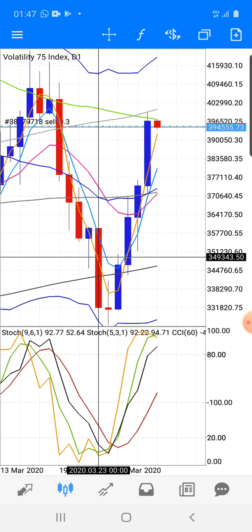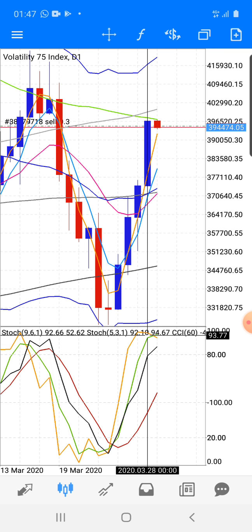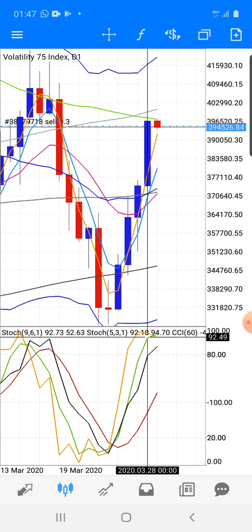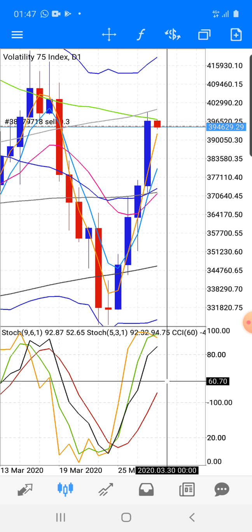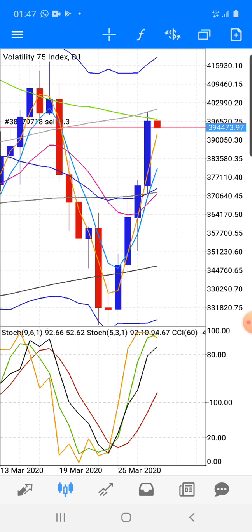Why do I say so? The yellow stochastic went all the way up and then has started coming down. If it does start coming down, it will pull the green one down, and two of them will start coming down, and then they will pull the black one down, and three of them will start coming down, and then they will move all the way to touch the red and pull it down also. And that will tell us that it's a bona fide sell.